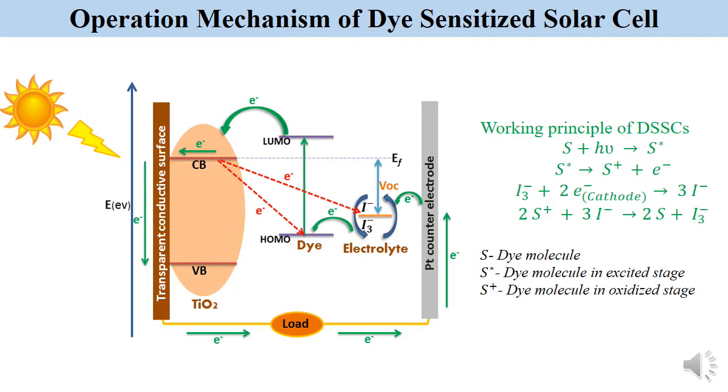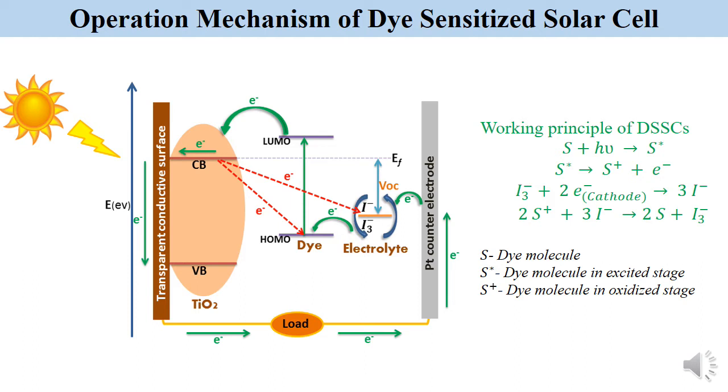Next, we move to the working principle of dye-sensitized solar cells. When the dye molecules in the device are exposed to sunlight, they get excited from the highest occupied molecular orbital to the lowest unoccupied molecular orbital. Then the excited dye molecule injects the electron into the conduction band of the mesoporous metal oxide. This injected electron diffuses through the mesoporous metal oxide to the transparent conductive oxide coated glass and reaches the platinum coated counter electrode through the outer circuit.